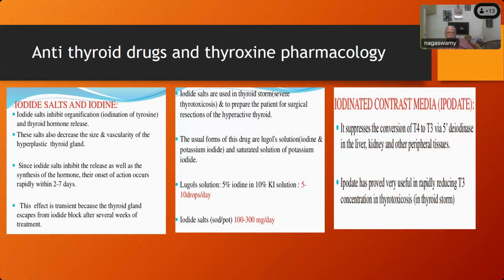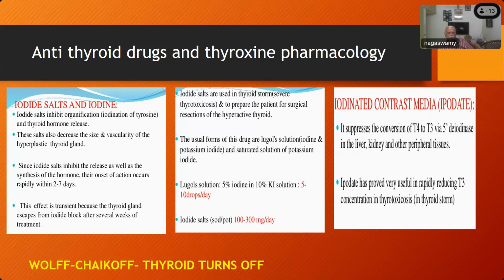And after that, there are iodinated contrast media, such as iopanoic acid or ipodate, which suppress conversion of T4 to T3 via 5'-deiodinase in the liver, kidney, and peripheral tissues. This is very useful in rapidly reducing T3. So in cases where an uncontrolled hyperthyroid patient is coming for emergency surgery, this has proved useful in reducing the incidence of thyroid storm also. Please find out the dose and the route of administration. I'm not sure about it.